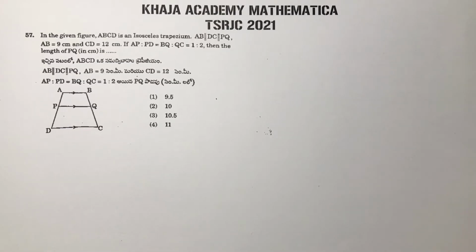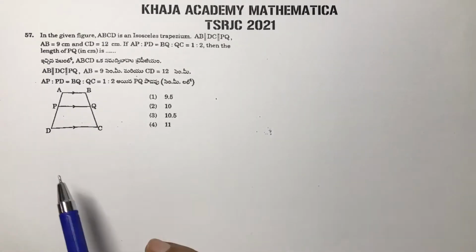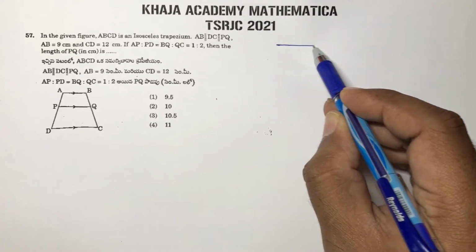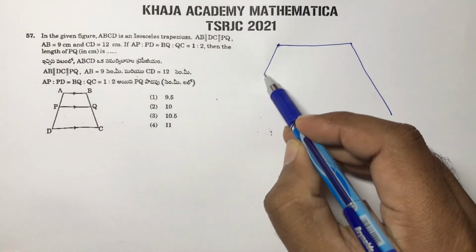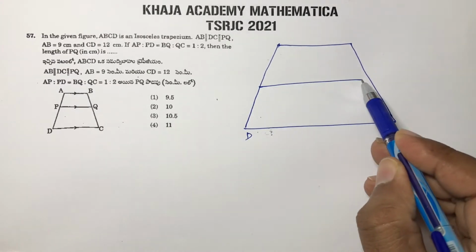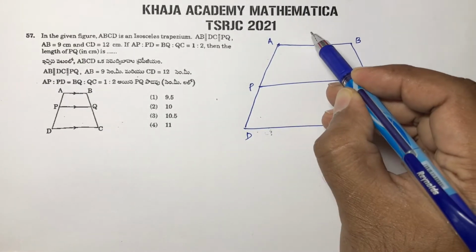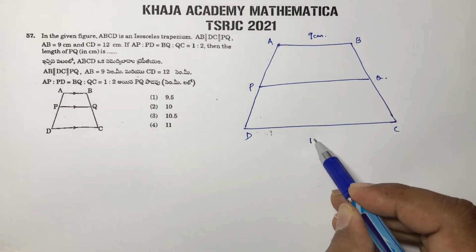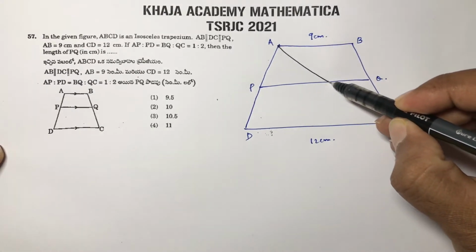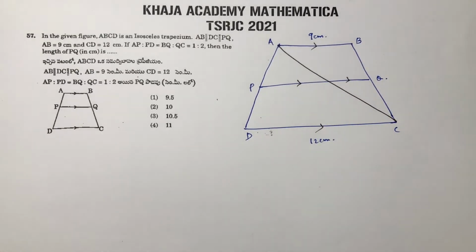In the given figure, ABCD is an isosceles trapezium where AB is parallel to PQ is parallel to CD and AB is 9. So here I'll draw the diagram. If you do a small construction, then the problem will become easy. So D, C, this is P, Q, A, B. AB is 9 centimeters and CD is 12 centimeters. One small construction: join AC. Join AC and see, this is parallel to this. These 3 are parallel.